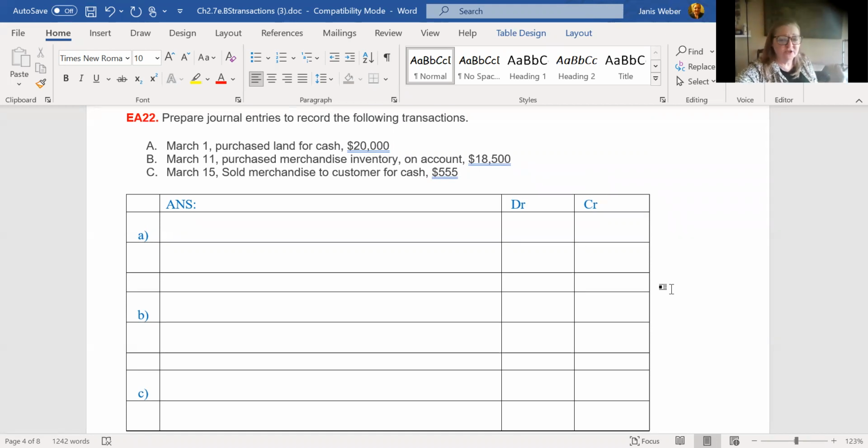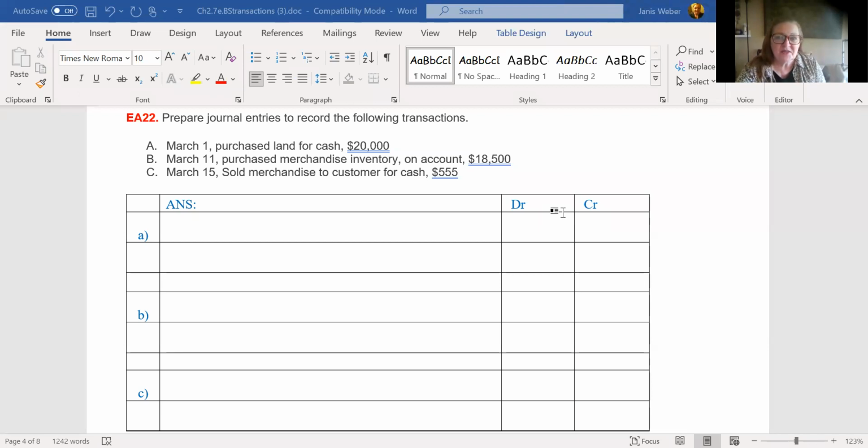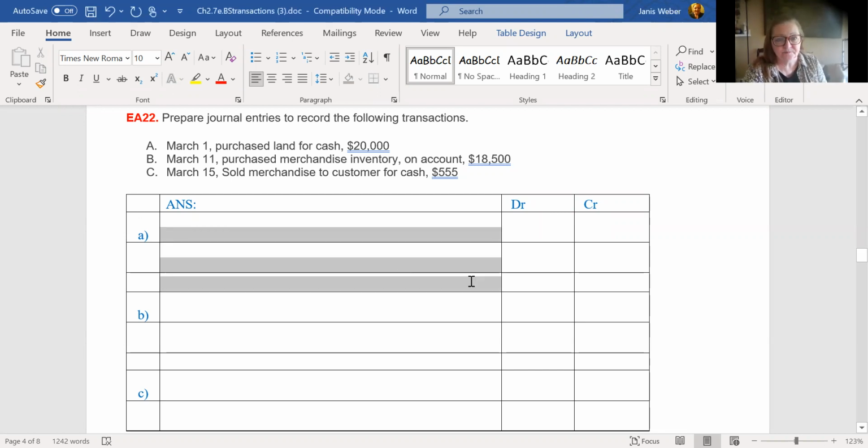Okay, here's another one. This one has 3 transactions that are happening. Take a minute and try them. Okay, this one is on March 1st, purchase land for cash. So we increased land and we decreased cash. So we debit the land and we credit cash.